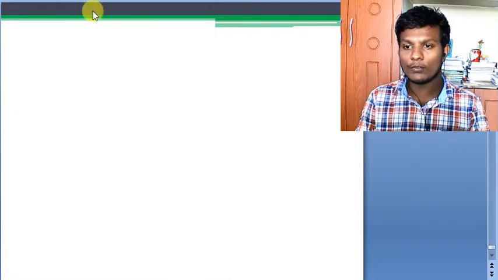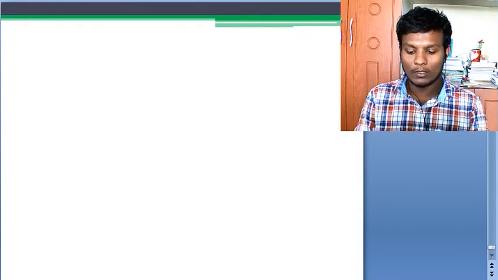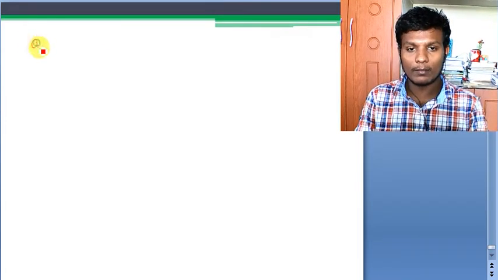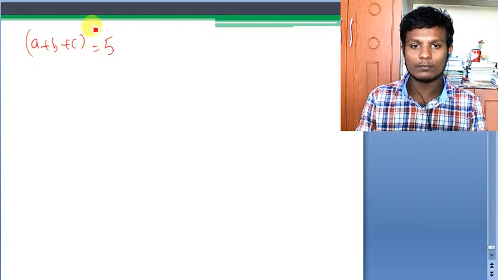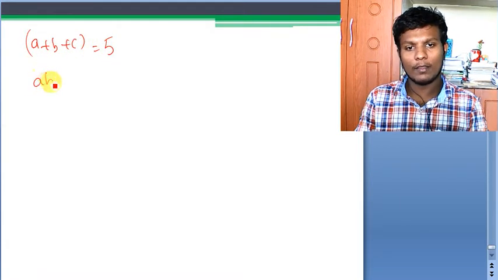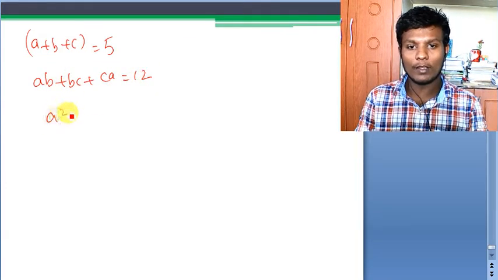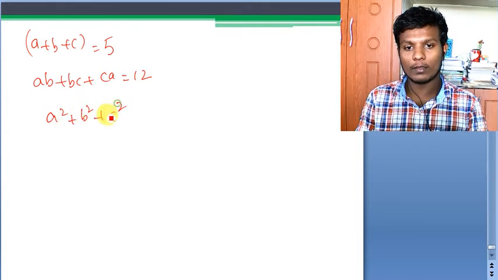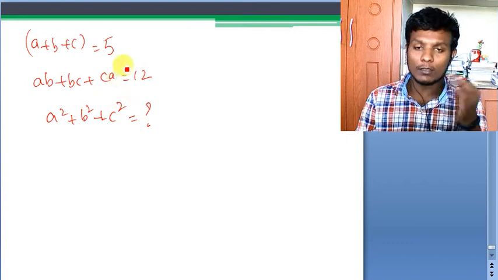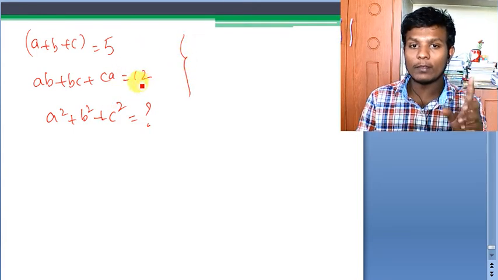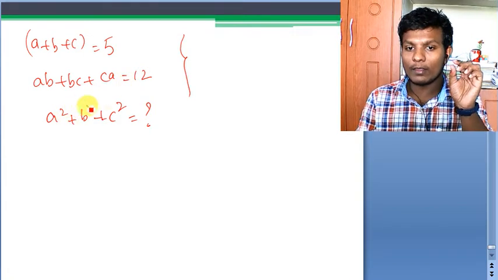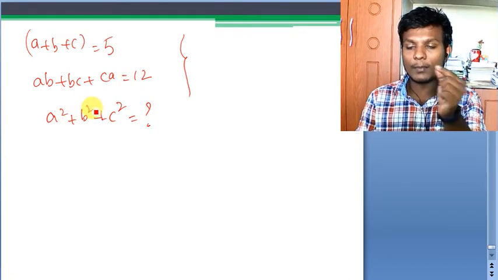before I close, I will take one more example here. That is, when a plus b plus c is equal to 5, and let us say ab plus bc plus ca is equal to 12, I have to find a square plus b square plus c square. If I give you this question, how many variables can you see there? There are 3 variables, and the highest power is 2.